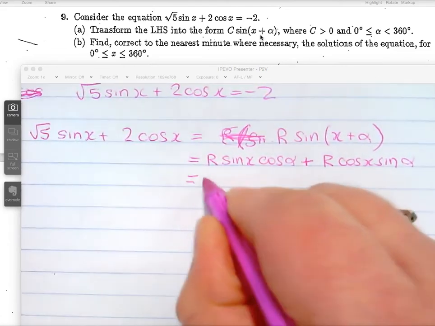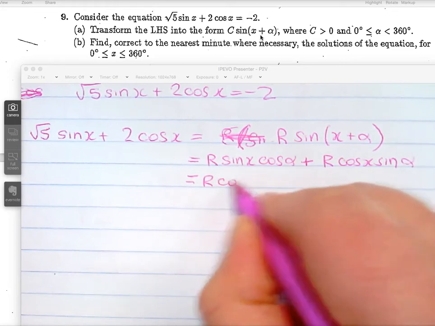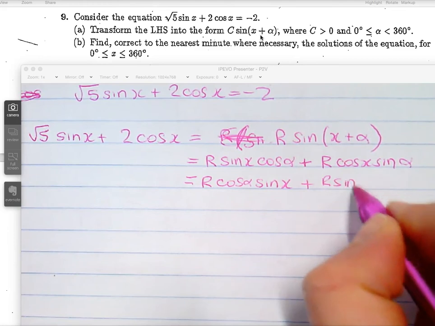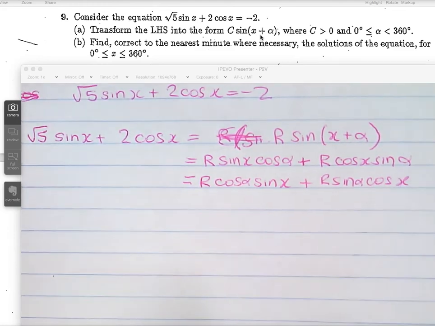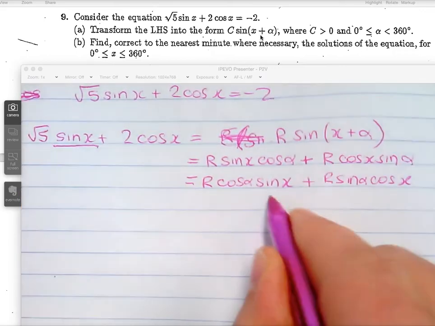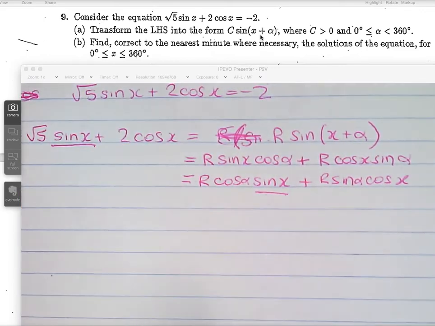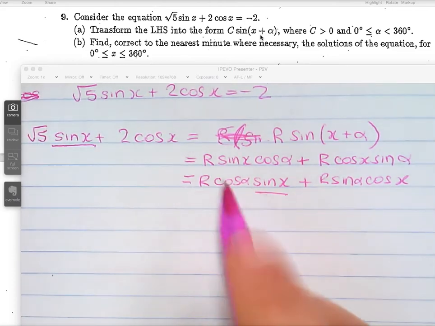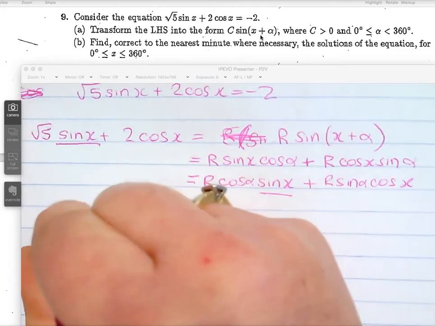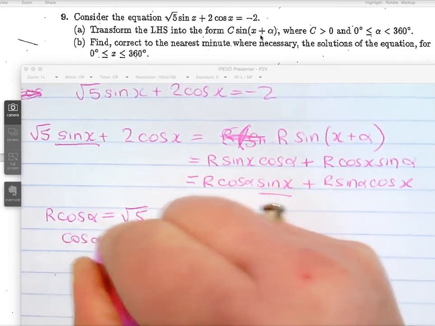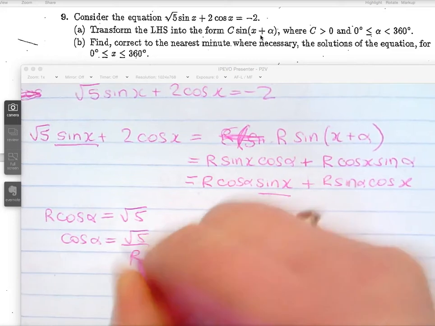Now, watch what I'm going to do. I'm just going to swap these two around. R cos alpha sine x plus R sine alpha cos x, right? The reason I'm doing that, I'm underlining sine x and sine x there. The root 5 equals R cos alpha. So I've got R cos alpha equals root 5. So therefore cos alpha is root 5 on R.